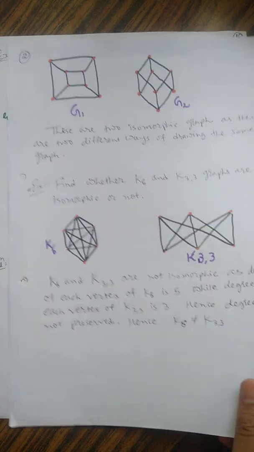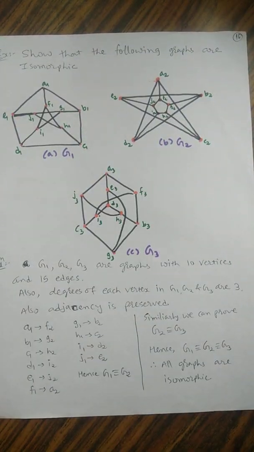So now we are taking another example here. Let's see, this is another graph. Show whether the following graphs are isomorphic or not.